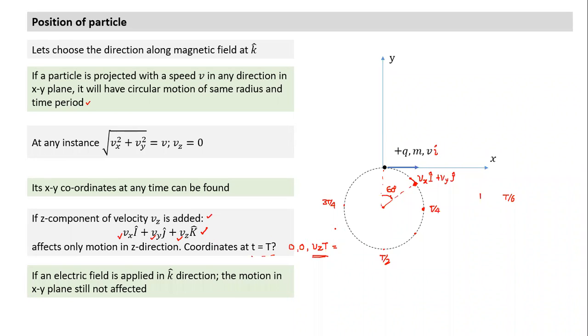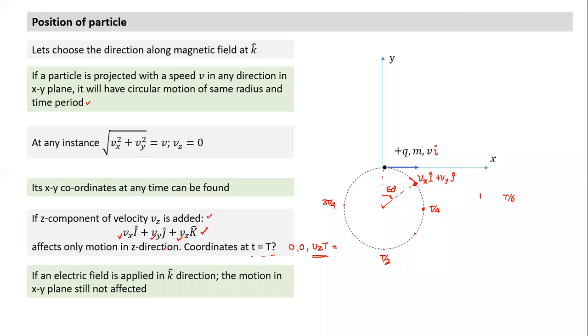Now, suppose this is a case here. What happens if you apply an electric field also in the K direction? It will have acceleration in that direction. So far, the magnetic field was applying force only in the XY plane. The moment we have an electric field, it will start applying a force in the Z direction as well. That electrostatic force will act in the Z direction and will not have any component in the XY plane. So motion in the XY plane will remain unaffected.